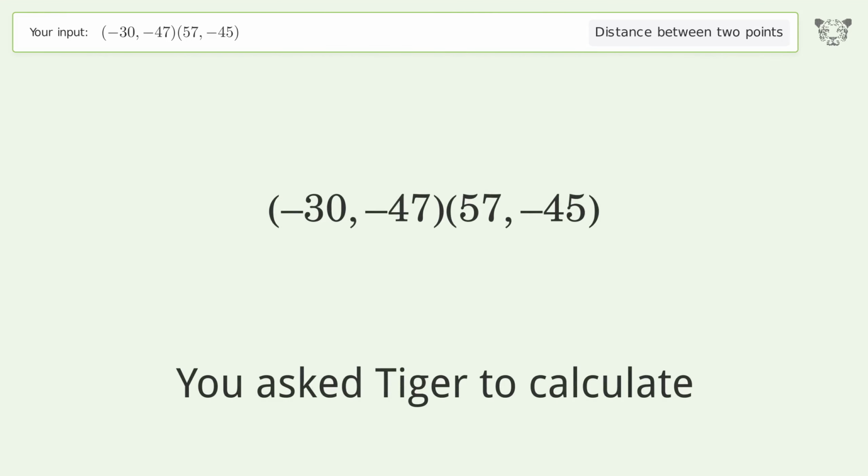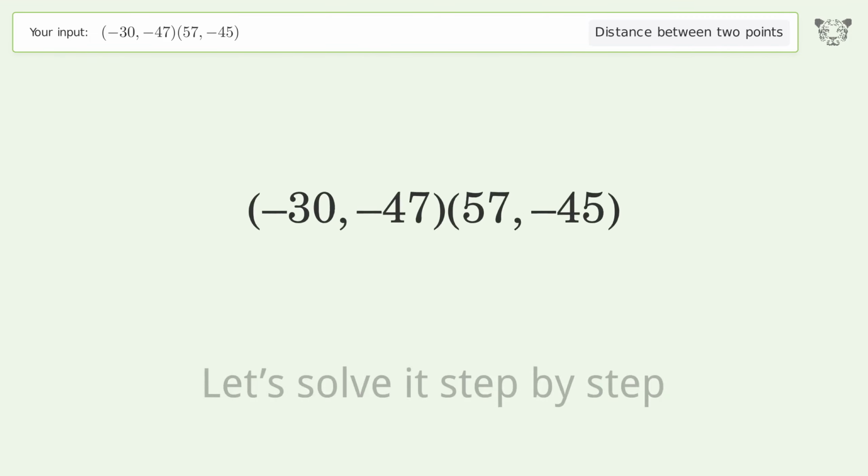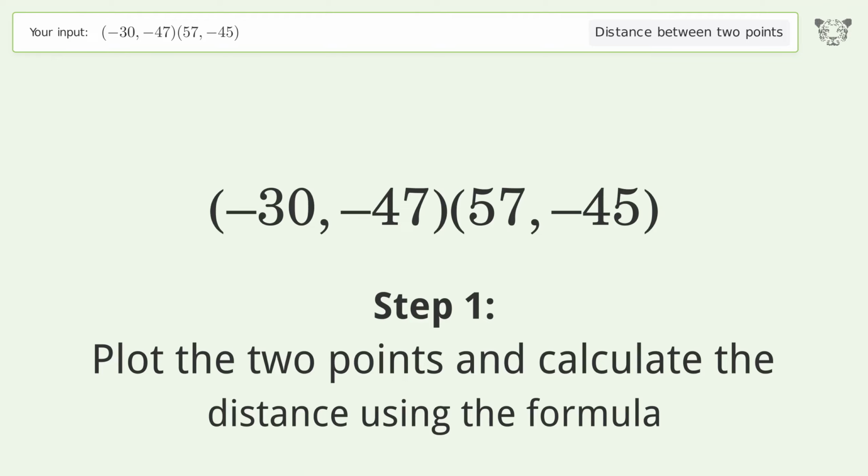You ask Tiger to calculate. This deals with the distance between 2 points. The distance between the 2 points is the square root of 7,573, or 87.023. Let's solve it step by step. Plot the 2 points and calculate the distance using the formula.